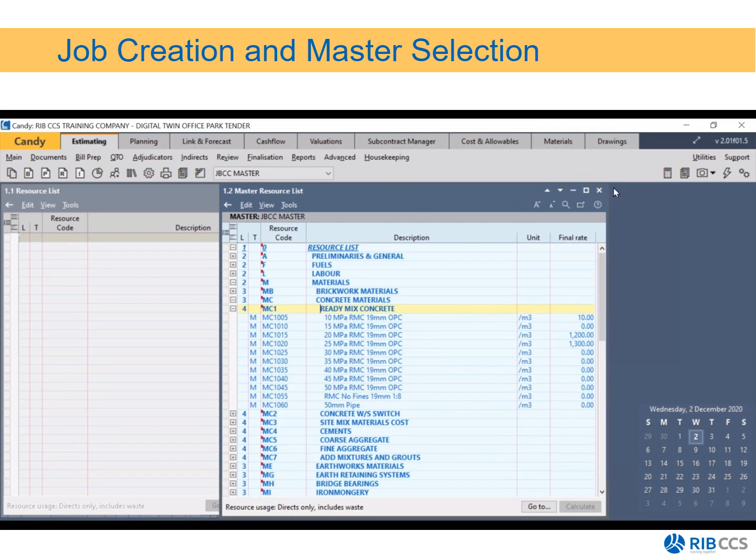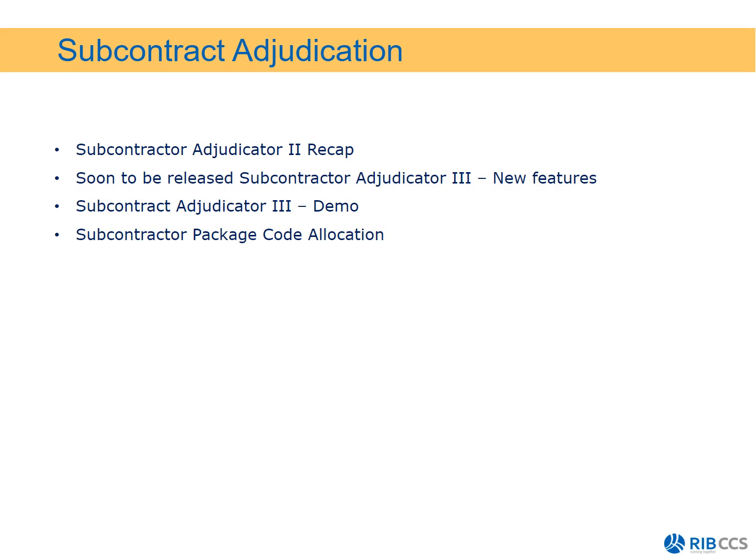Okay, I'm going to close everything that's on my screen. Next, we're going to be looking at the subcontractor adjudicator. So I'm going to take you through a recap of the subcontractor adjudicator 2. I'll then show you the soon to be released subcontractor adjudicator 3 and all of the new features. I'll then show you a demonstration inside of subcontractor adjudicator 3, and I'm going to show you how we would go about allocating package codes.